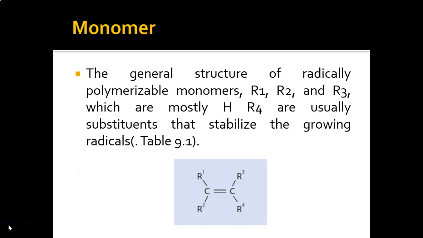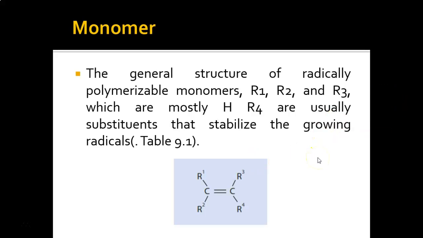The general structure of a radically polymerizable monomer in chain growth polymerization must contain double bonds. So the general formula is CH2=CR3R4. R is H, which is hydrogen. R is usually a substituent that stabilizes the growing radical. And this monomer is susceptible to attack by free radical or by ionic initiator to form the active center.